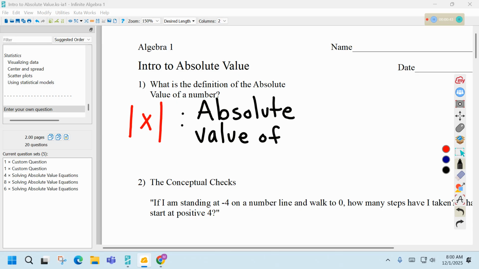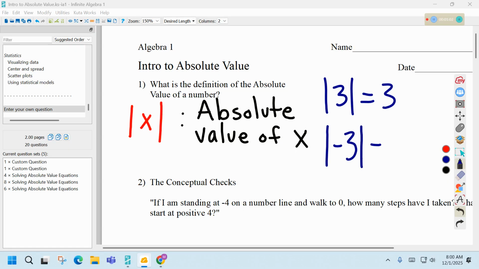Now what this basically means is how far away is the number from 0. So one trick that people usually learn is that you have to take the number and make it positive, okay? So if we look at an example, like the absolute value of 3 is just 3, okay? But the absolute value of negative 3 is also positive 3. So the idea, again, is that we want to find the distance from 0.